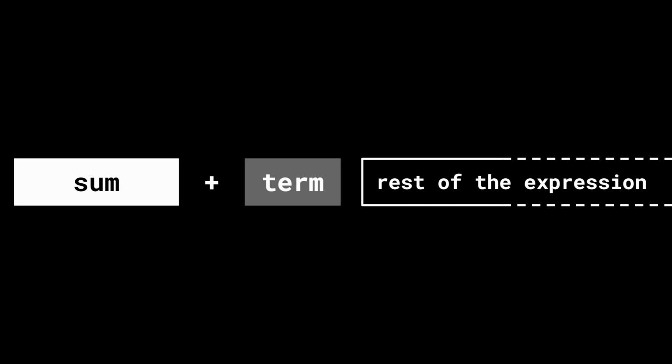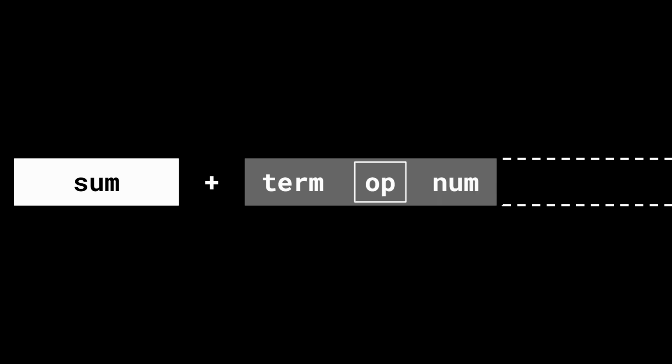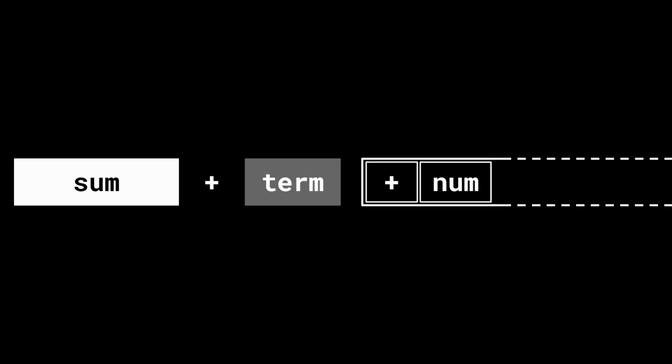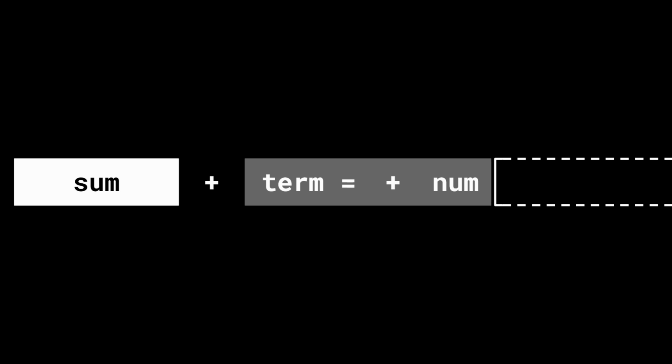Now, if you recall what we said earlier, to know if a number is part of the current term or a new one, we need to look at the operator before it. If it's a multiplication or a division, then it's part of the current term, so we multiply or divide it by that number. But if it's an addition or subtraction, then it's part of a new term. So what we need to do is add the current value of term to the sum of all terms, and then we assign num or minus num to term.